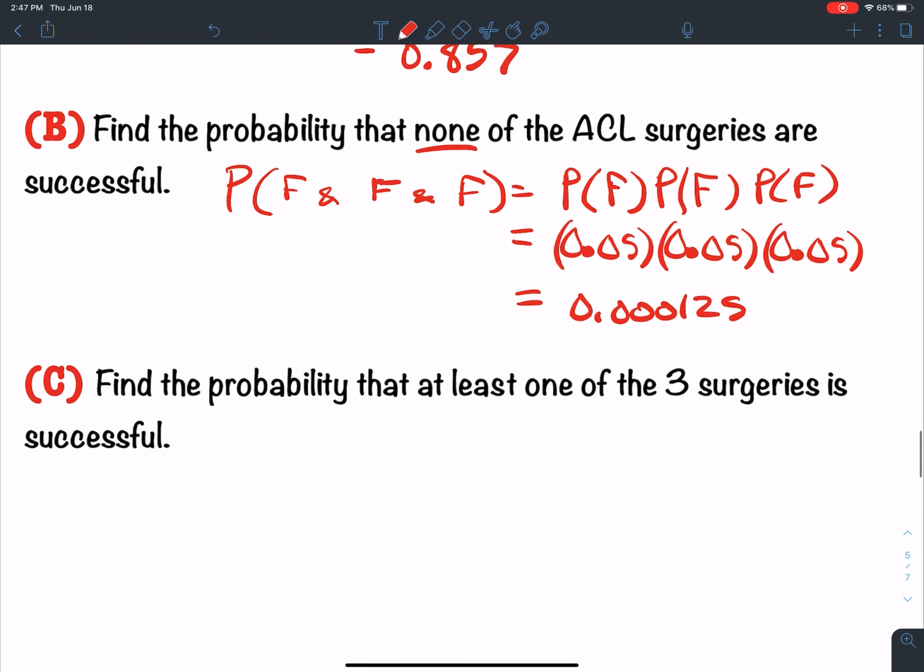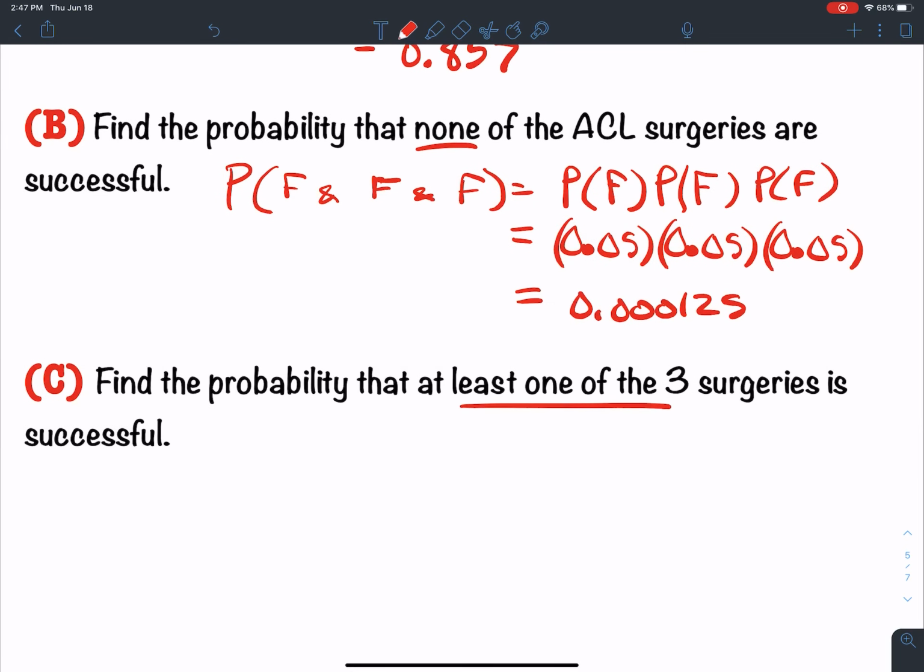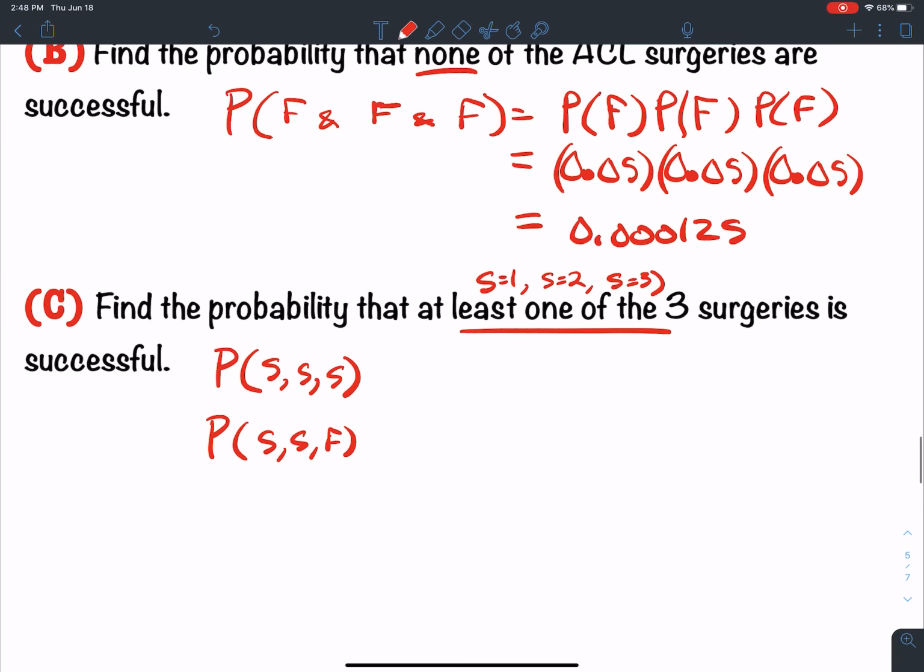Now, this one here, find the probability at least one of the surgeries is successful. So that means I have a probability, and now at least one means you could have 1 success, you could have 2 successes, or you could have 3 successes, right? So probability of success, probability of success, probability of success. You could also have probability of success and success and a failure, but you could also have probability of success, failure, and failure. Okay, at least 1 success going on there out of 3 surgeries.